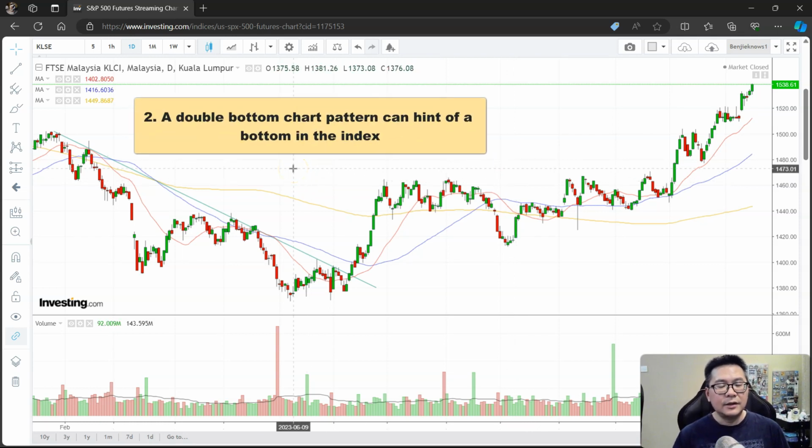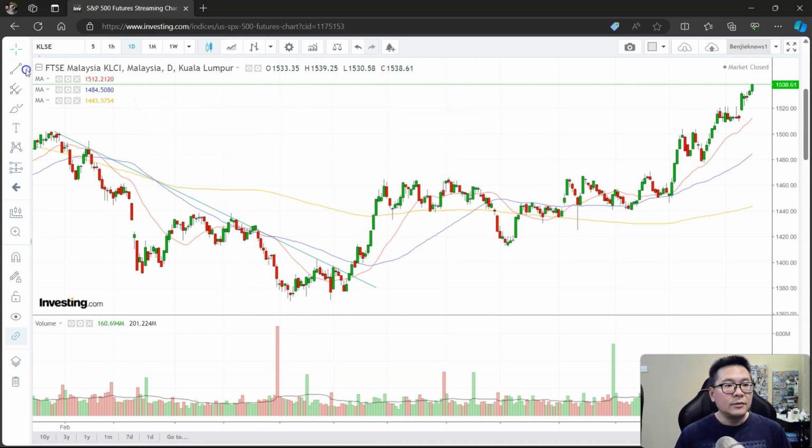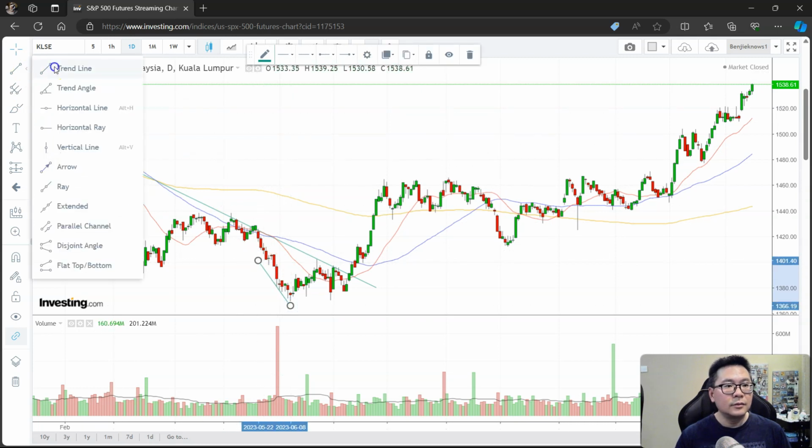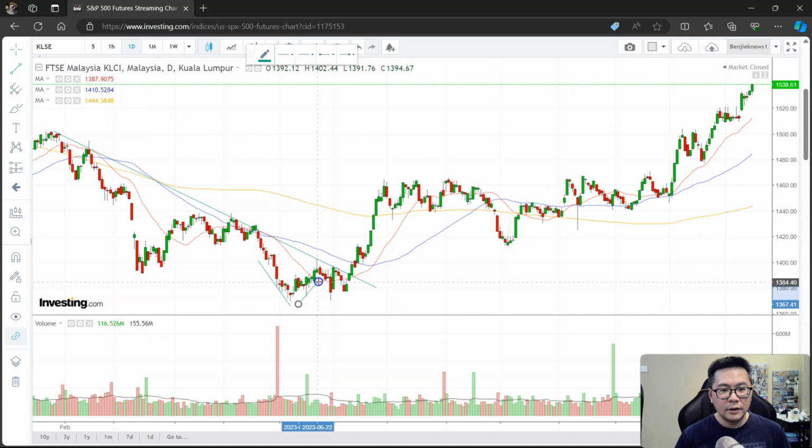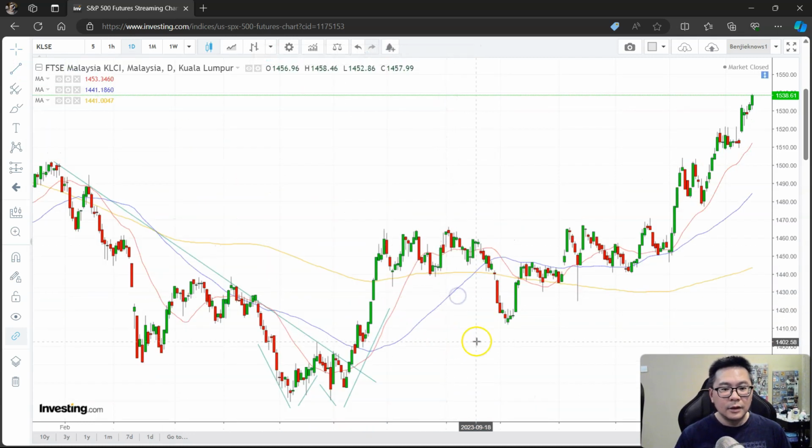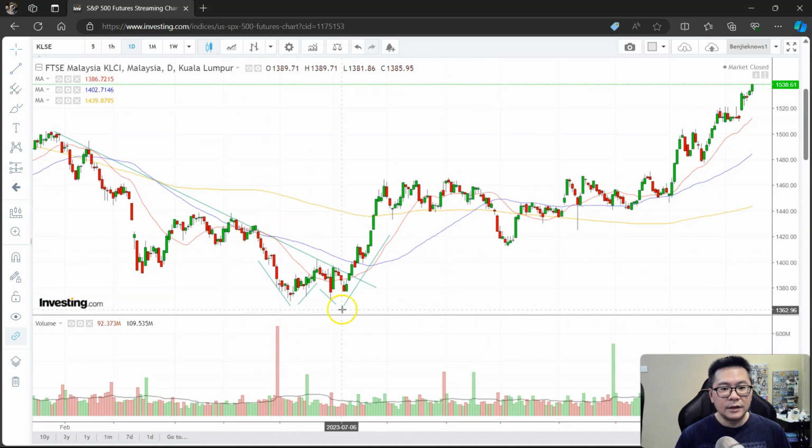Now the second lesson we can learn from the KLCI index is a double bottom chart pattern can hint of a bottom in an index. This is a classic bottoming chart pattern. Here we can see, let me just draw kind of like a double bottom, if you will. Okay, here's a double bottom, and you can see it looks like a W.